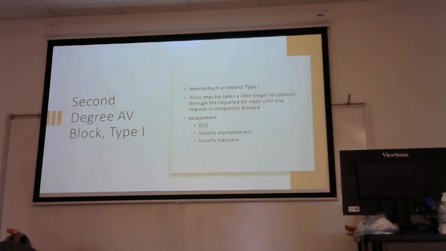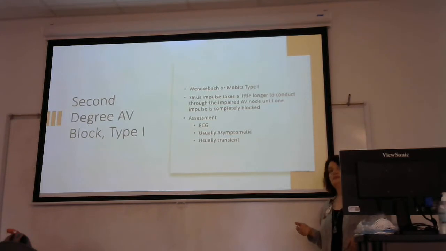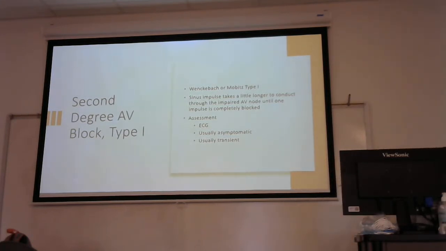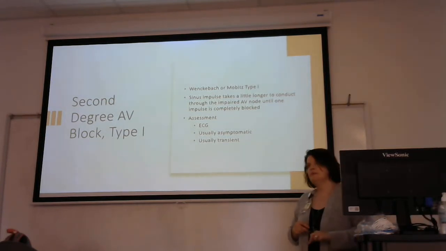Again, this is usually asymptomatic. The only time it becomes symptomatic is if the frequency of the dropped beats impacts the overall ventricular rate. Okay. Some causes of a second degree type 1 block: the person could have had an MI, they could have an electrolyte imbalance, or sometimes these will occur after some type of cardiac surgery.